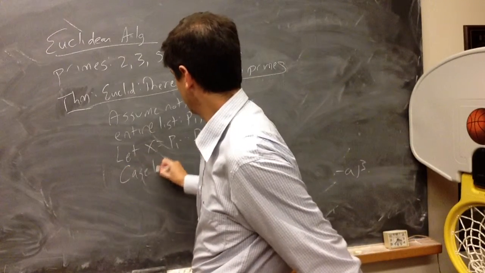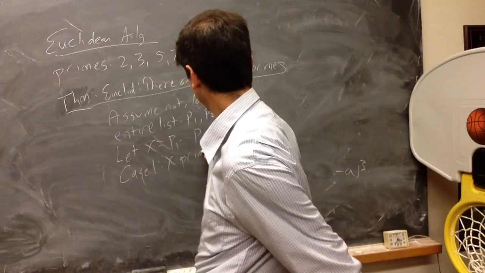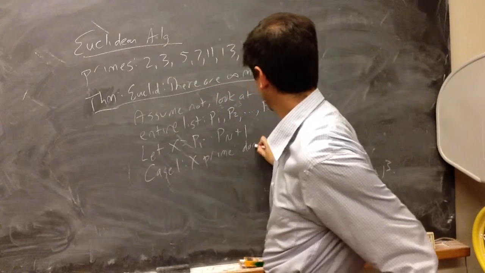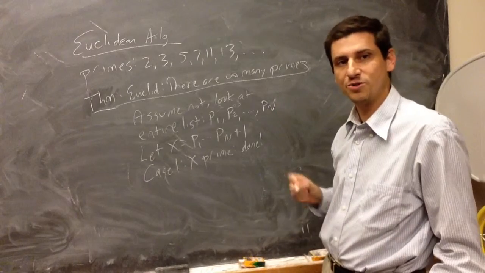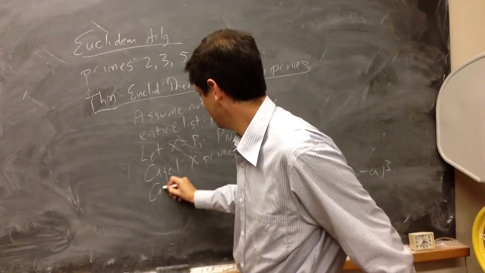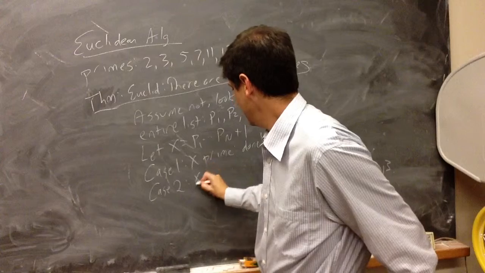So case 1, x is prime, we're done. Our list is incomplete. We found a new prime. All right. Case 2, x is composite.